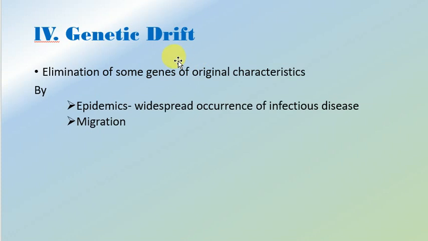Now, what is genetic drift? Genetic drift is the elimination of some genes of the original characteristic from a small population. Genetic drift always occurs in a small population. When certain genes are lost forever, that process is known as genetic drift. This genetic drift can be due to epidemics. What are epidemics? A widespread occurrence of an infectious disease. It may also be due to migration.